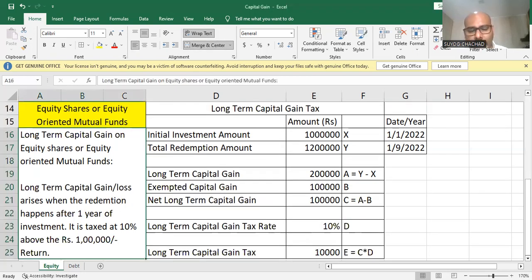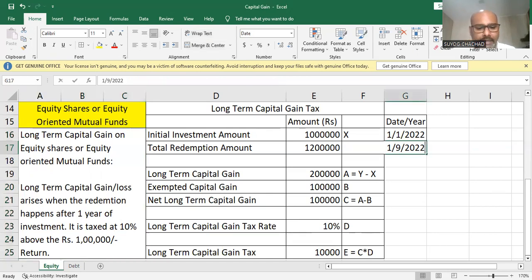Similarly, if you hold your investment for more than 1 year, or you are withdrawing your investment after 1 year, then whatever gain or losses arise are called long-term capital gain or loss in case of equity shares and equity oriented mutual funds. So let's take an example. If you are investing again 10 lakh rupees and you are entirely withdrawing all the amount after 1 year, so let's say the withdrawal amount is 12 lakh rupees. You just need to withdraw after 1 year.